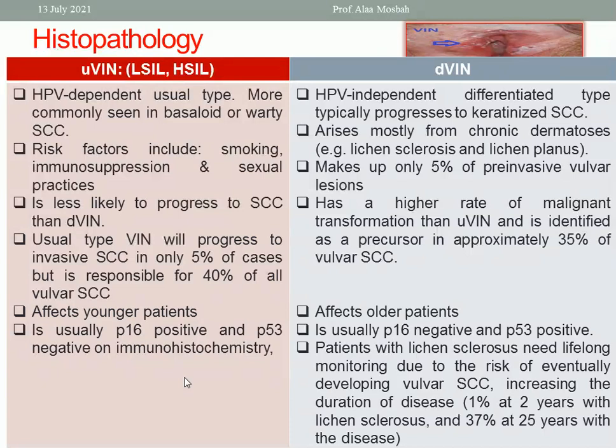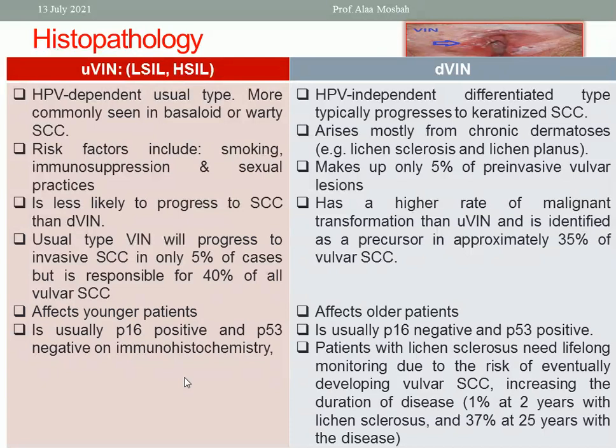Usual type VIN will progress to invasive squamous cell carcinoma in only 5% of cases, but is responsible for 40% of all vulvar squamous cell carcinoma. It affects younger age patients than the differentiated type. It is usually P16 positive and P53 negative on immunohistochemistry.